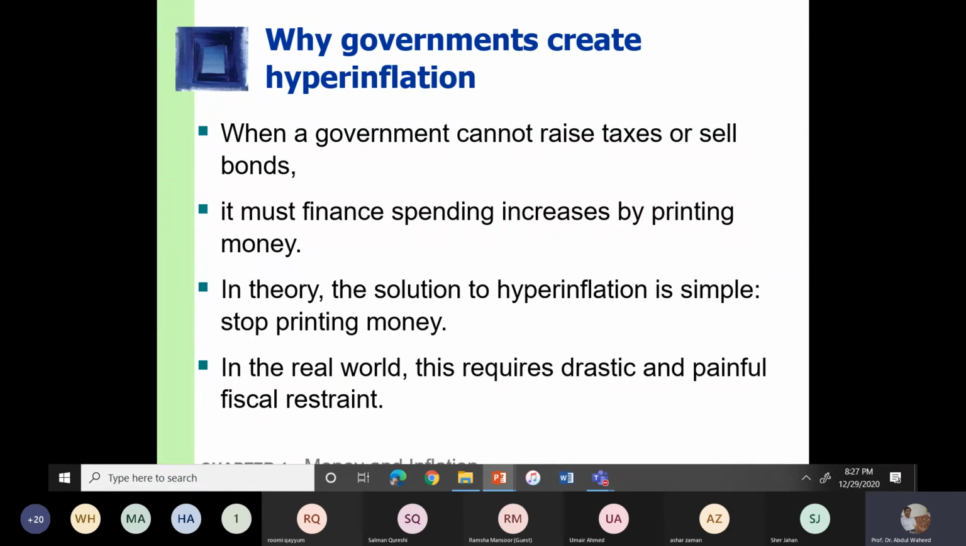So if you are reducing your expenditures, suppose you are making infrastructure development and you are not making that expenditure, so infrastructure deterioration will start. And if you raise taxes, again, it will create trouble for the government. Maybe the government will not be elected next time. This would be a problem. These are the problems that government has to face if they are not printing money.